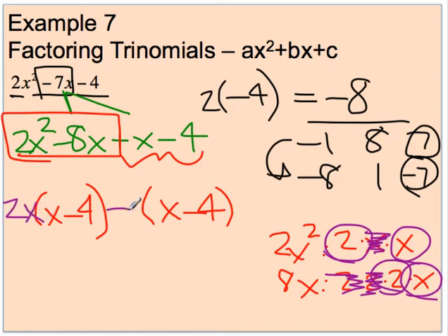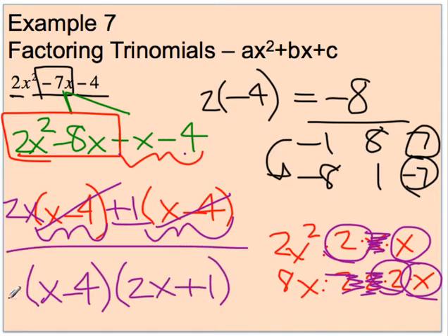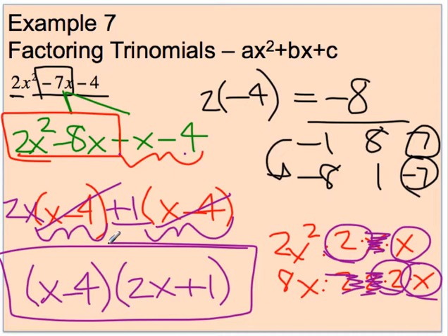The only way to get this to multiply out correctly to give me positive x minus 4 is to put a plus 1 here. So our common binomial factor is x minus 4. And if I take that off, I'm left with 2x plus 1. So this is my final answer.